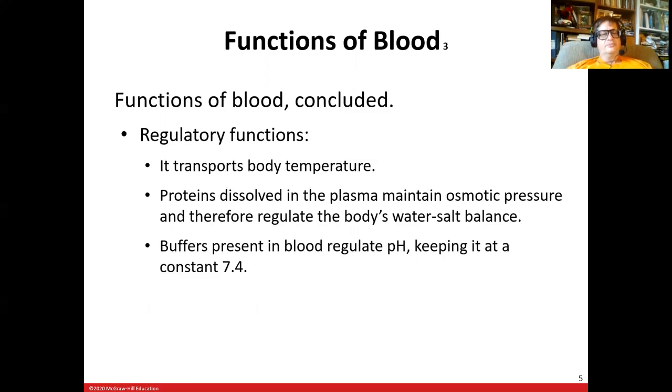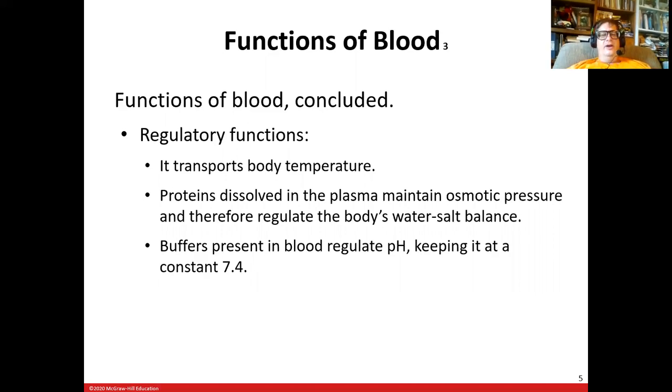Let's move on. All right, so regulatory functions. Obviously, blood is super important for body temperature. If you're too hot, you're going to send that blood up to the surface, up to the skin, and you're going to sweat to cool off the skin, cool off the blood, and bring the cooler blood back to the body core. It also regulates your water balance.